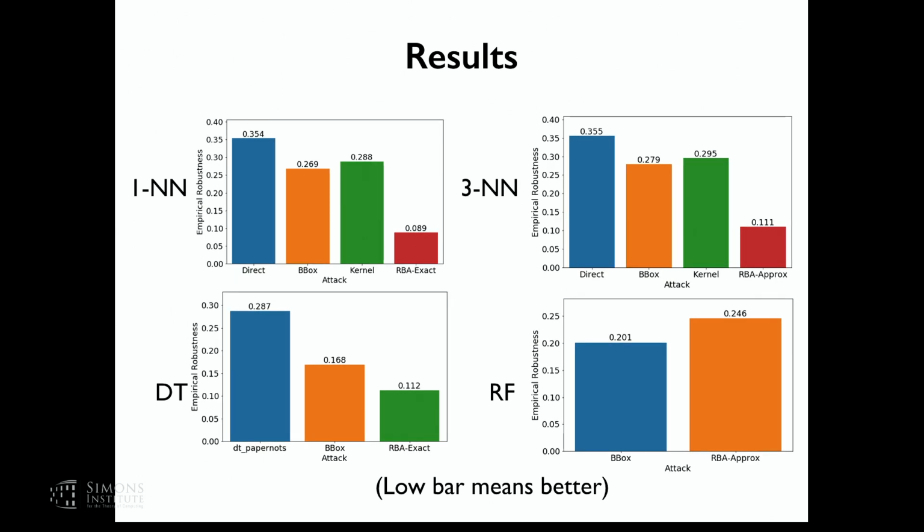And so usually what we find is that the RBA exact turns out to be the best. The RBA approx, we find it to be a mix. On some data sets it's better, on some data sets it's a little worse than the black box. And this is not too surprising because it's doing an approximation, and if we did a more accurate approximation, it probably would have been better, right? And it's not super surprising.